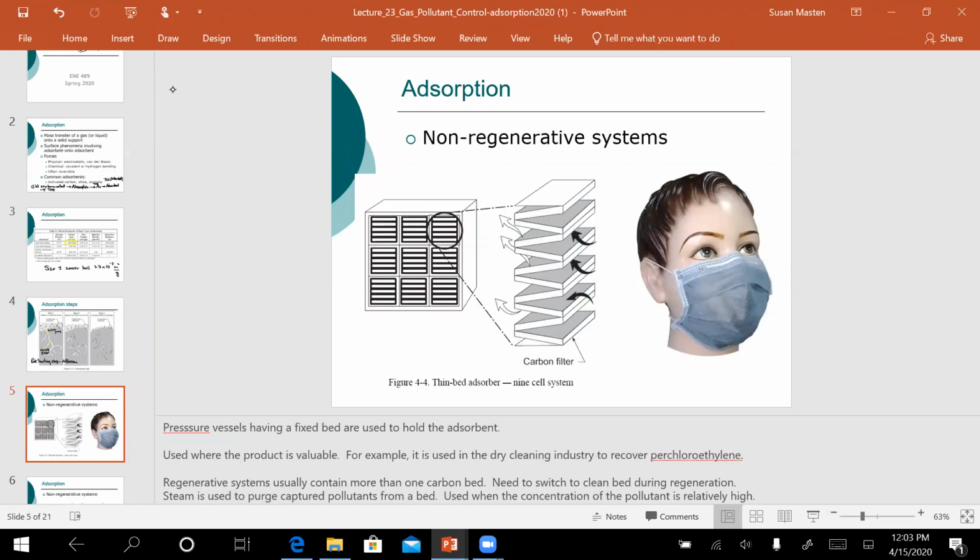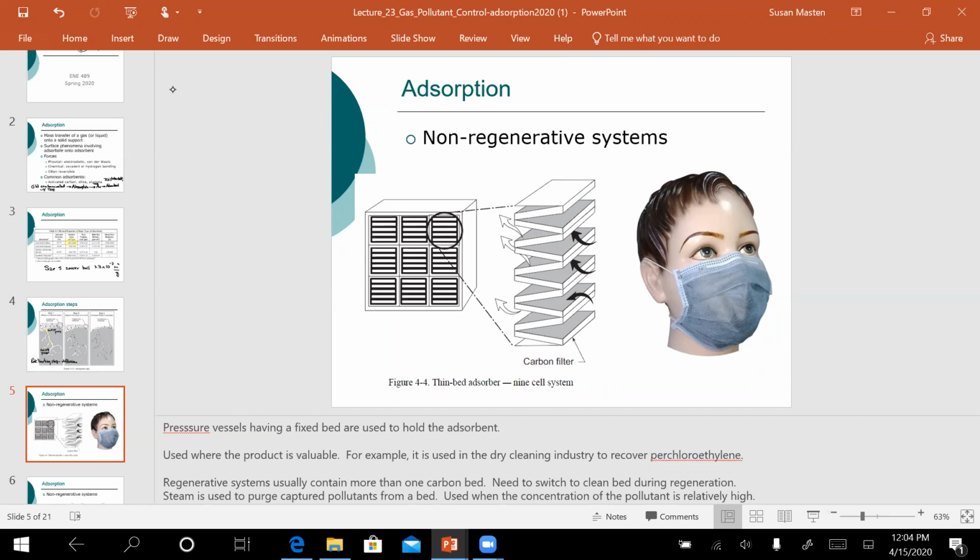Now, sorbents can be non-regenerative. For instance, if you were to pull your furnace filter, talk about HEPA filters, you may also find that the furnace filter has activated carbon as a sorbent, so it can remove odors. Often these non-regenerative systems, as you can see here, have multiple panels or multiple layers, and the air flows through those multiple layers.